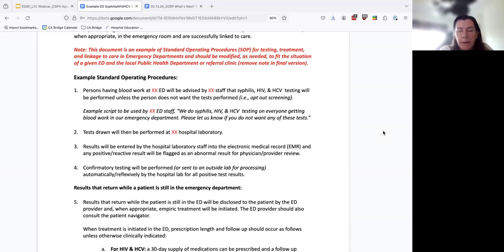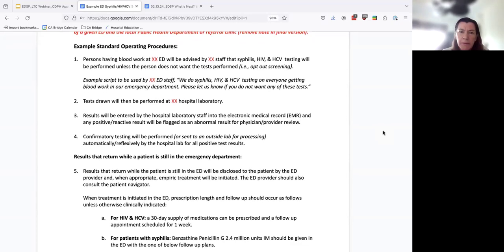Next week's community of practice is next Wednesday morning at 8 a.m. We'll be talking again more extensively about those confirmatory tests. If you want to move to the next section.